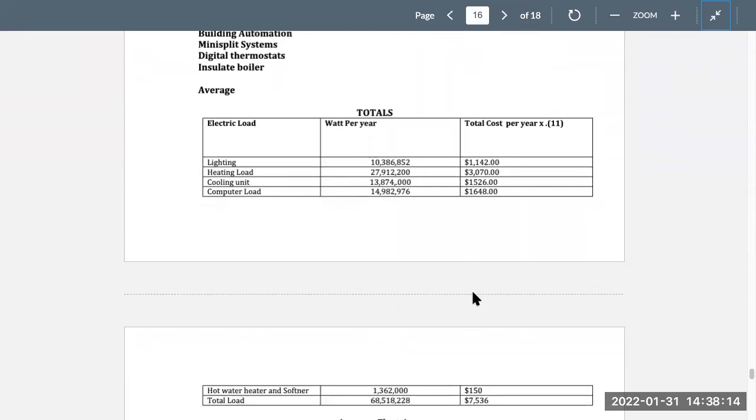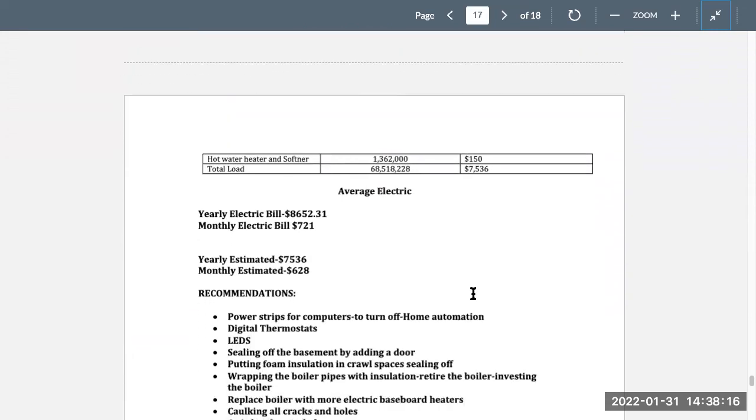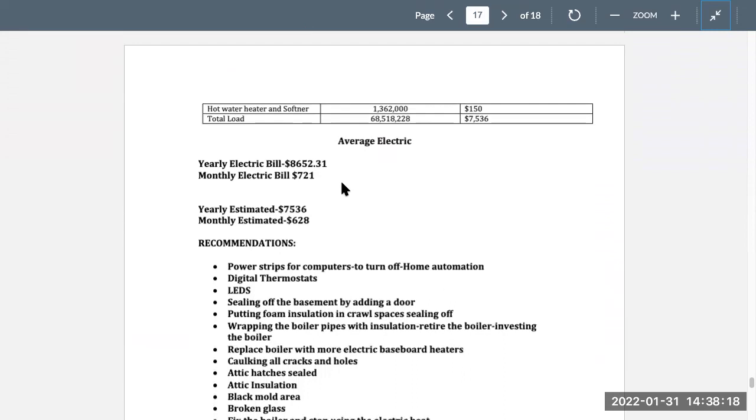Lighting, heating load, cooling load, computer load. And their yearly bill was $8,652. That's how much it cost them a year to run that building. And their monthly electric bill was on average about $721.